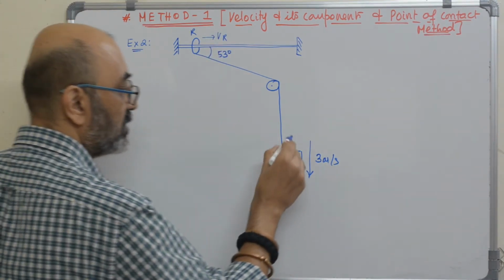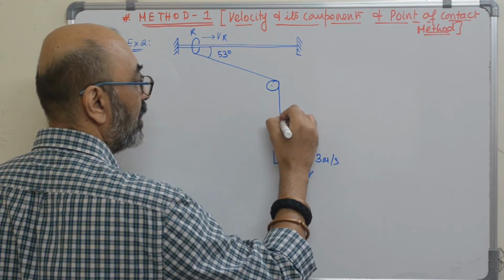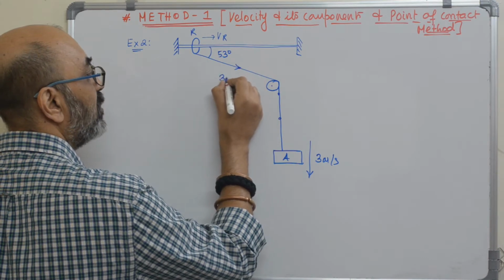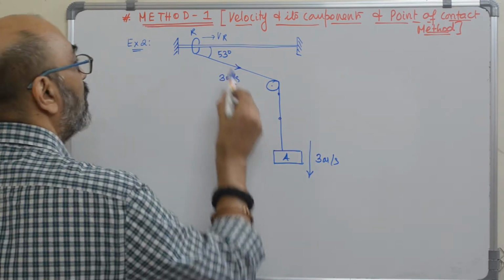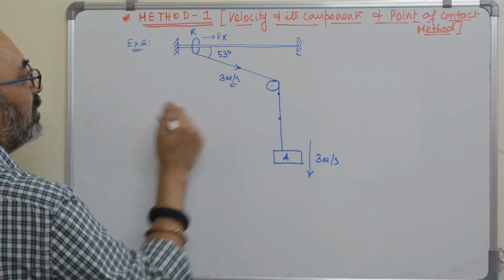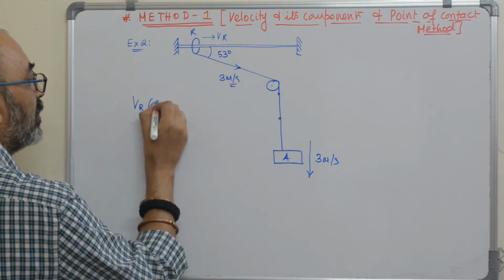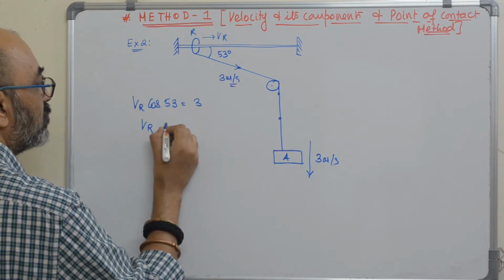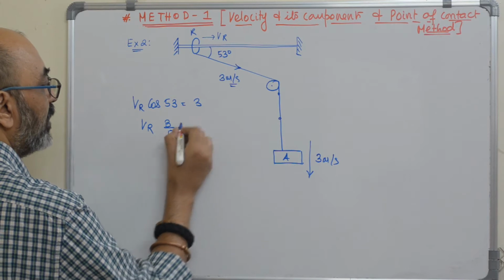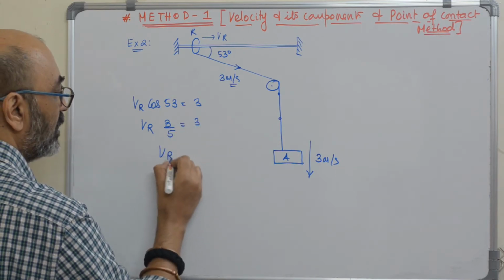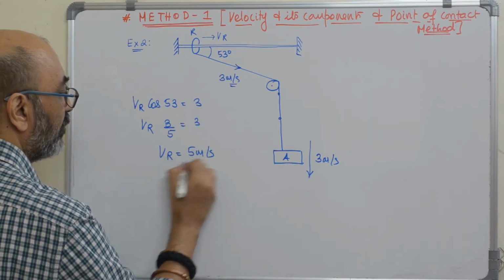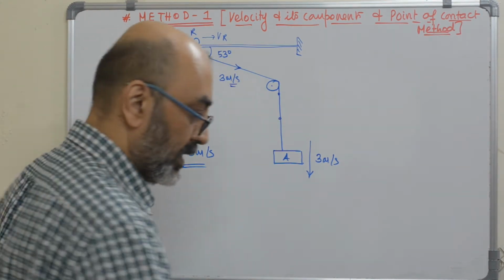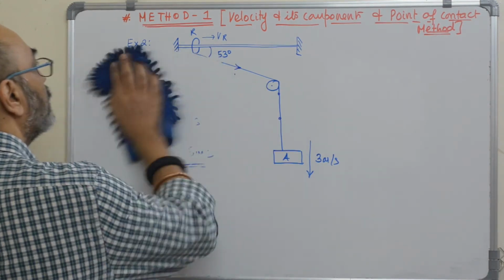Now if block A is moving in that direction with 3 meter per second, so the string over here is moving with a speed of 3 meter per second. Now this is the velocity of the ring, so the component over here is going to be what? VR cos 53, and that will be 3, or VR is going to be 3 by 5, that is 3, so VR is going to be 5 meter per second. So that is going to be the speed of the ring. That was example number 2.